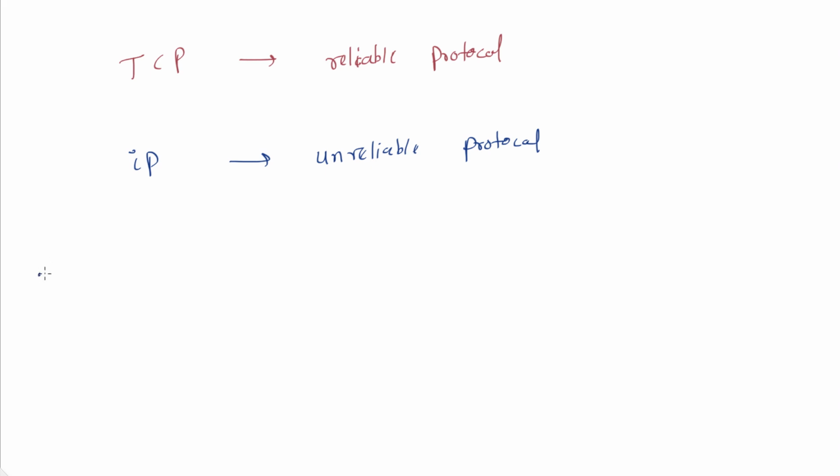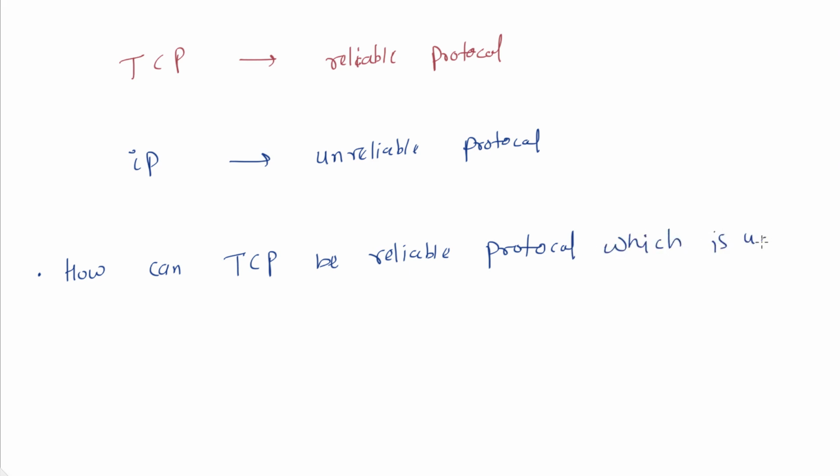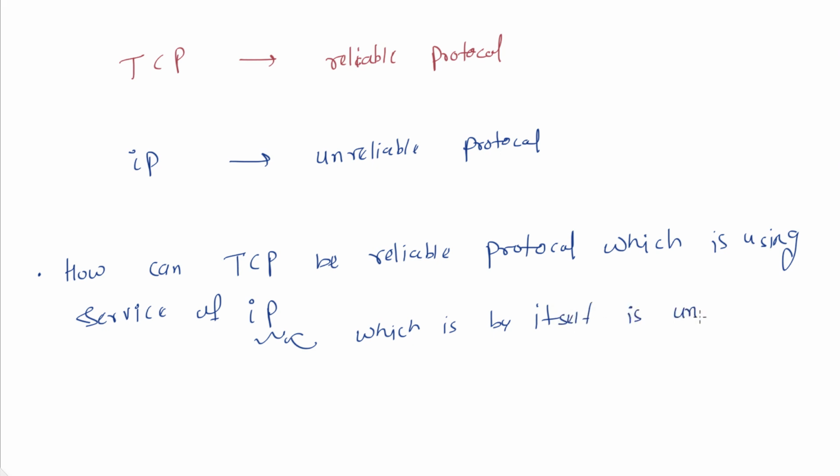So let me write the question. How can TCP be a reliable protocol which is using the service of IP, and IP by itself is an unreliable protocol?